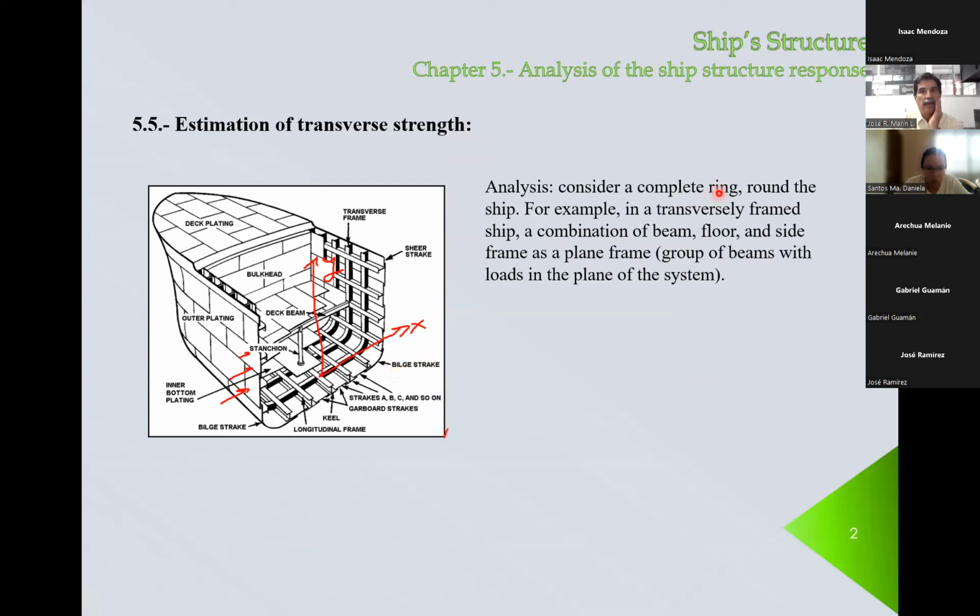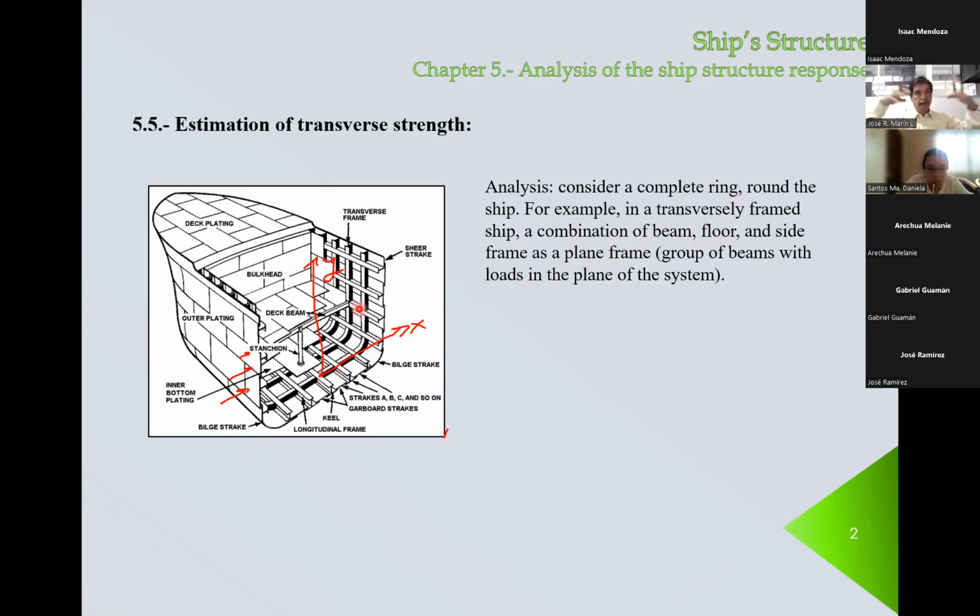So they recommend to consider this as a complete ring. It's like going like this, all of this, and closing it. If this were a transversely framed ship, this spacing is very small. So each one of them will have a beam, here, this deck beam, floor, that's on the bottom, and on the side. So you will have a complete ring.